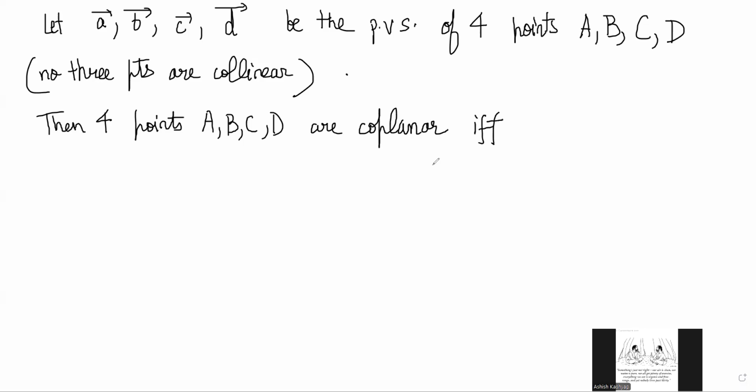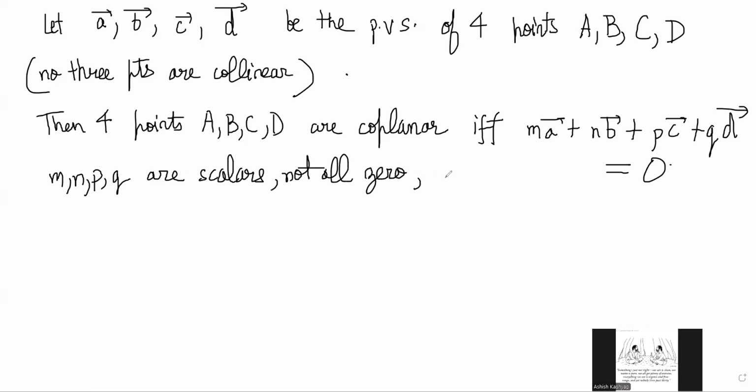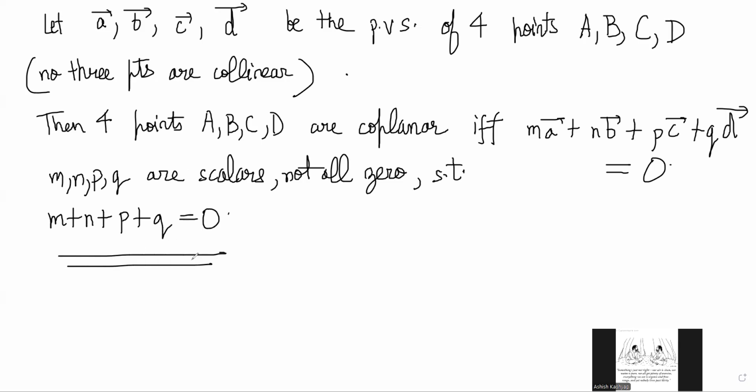if and only if we can write MA plus NB plus PC plus QD is equal to 0, where M, N, P, Q are scalars, not all 0, such that M plus N plus P plus Q is equal to 0, right? So this is an extension of the same coplanar idea, but now we are talking about 4 points rather than three vectors. You have to understand that if you have 4 points, then from those 4 points, you can make three vectors, right?